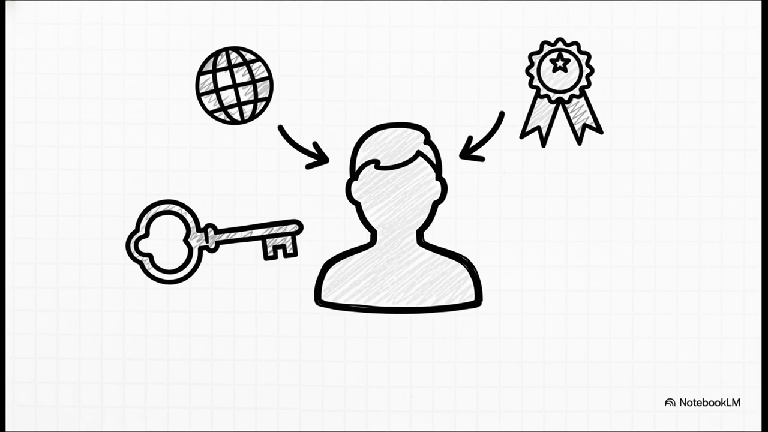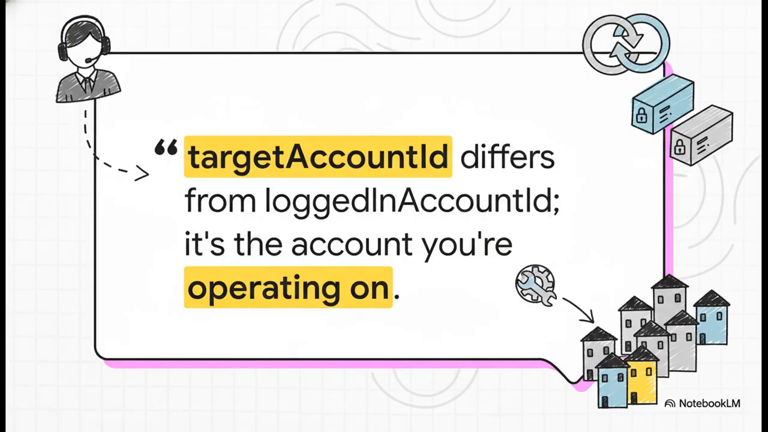And in this case, the key is the unique identifier for that user's account, the target account ID. Okay, listen up, because this is a super important point and a really common mistake. The target account ID is the account you are performing an action on. It's not always the same as the account that's currently logged in. For example, a support agent might be logged into their own account, but they're working on a customer's account. To keep that data isolated properly, you always have to use the target account.